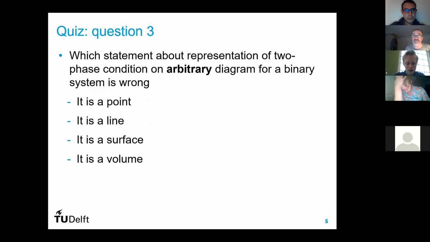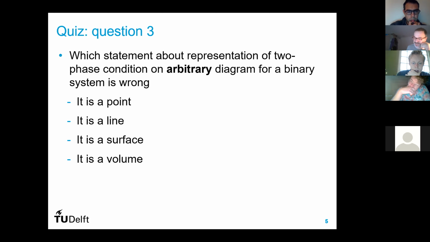Next question. Which statement about representation of the two-phase condition on an arbitrary diagram for the binary system is wrong? The two-phase condition, what couldn't it be? There is point, line, surface, or volume. I think it can never be a volume.